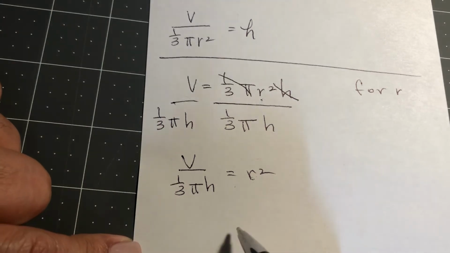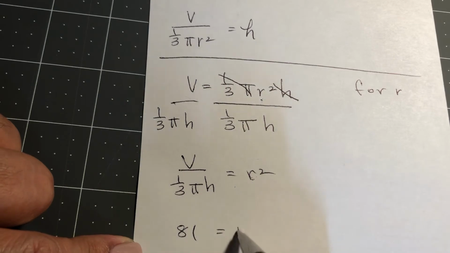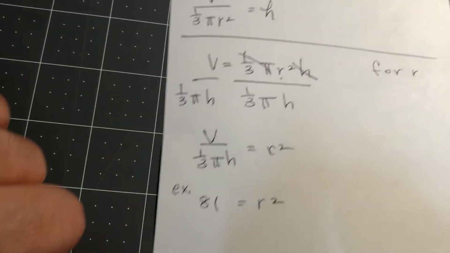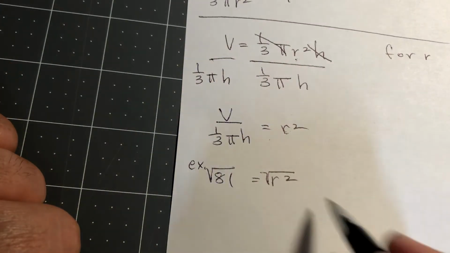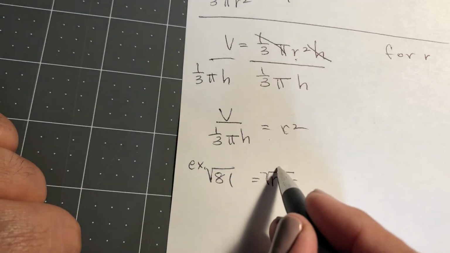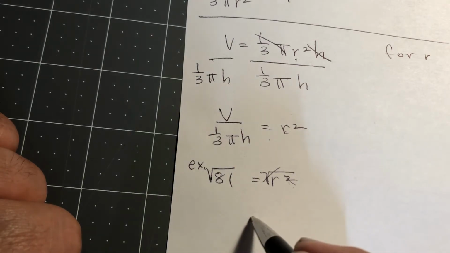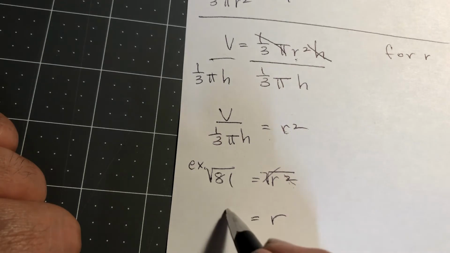Let's just hypothetically say it's 81 equals r squared. This is just an example. That means you're going to have to square root both sides because you have to get rid of the square. And that square cancels out your square root. And then you're left with r. And then the square root of 81 would be 9.